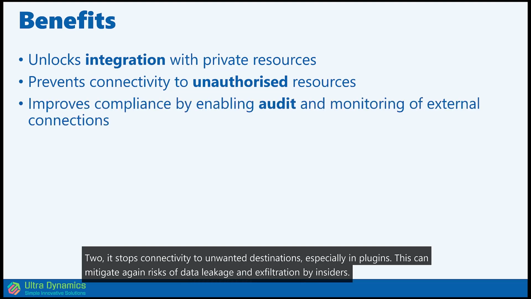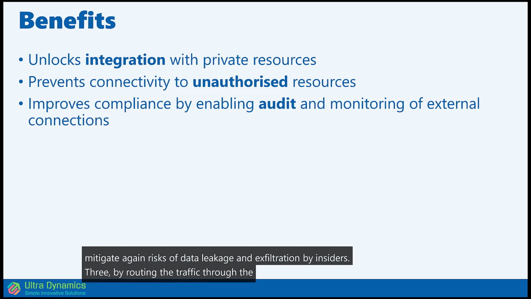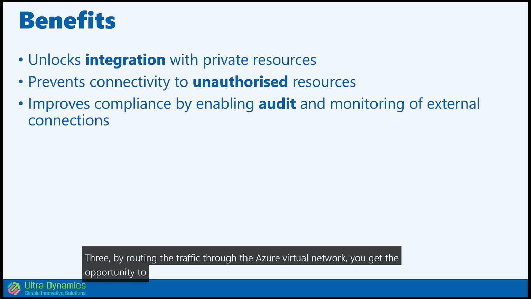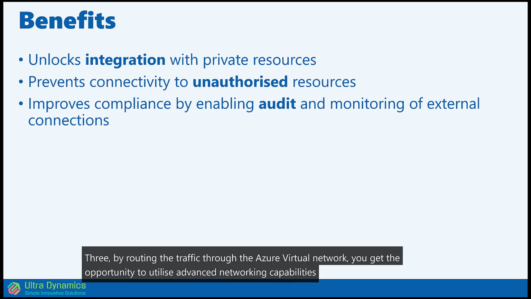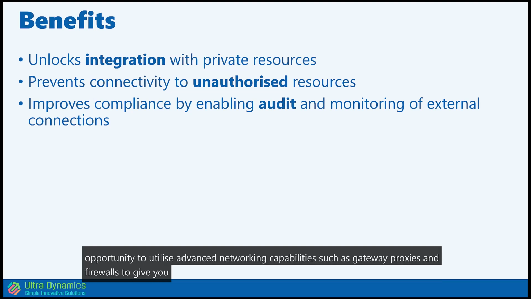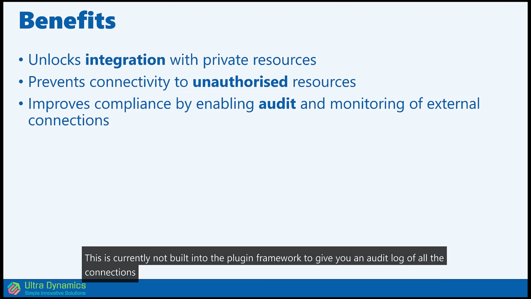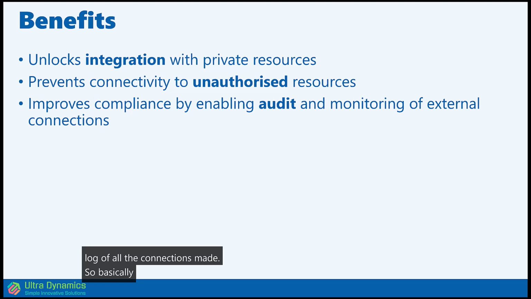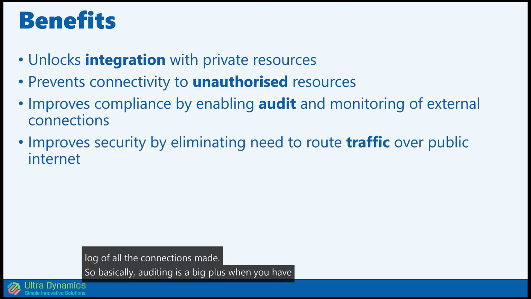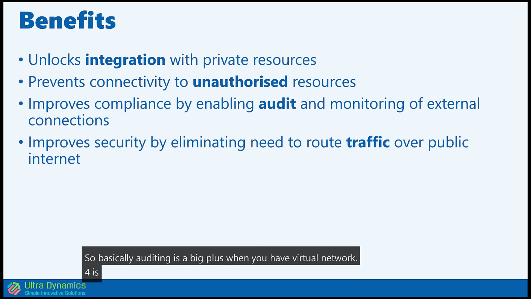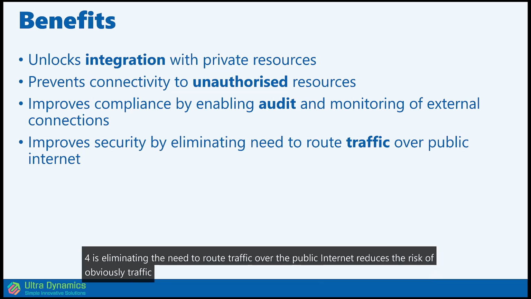Three, by routing the traffic through the Azure Virtual Network, you get the opportunity to utilize advanced networking capabilities such as gateways, proxies, and firewalls to give you full control, logging, and also an audit of all your outbound connections. This is currently not built into the plugin framework to give you an audit log of all the connections made. So basically, auditing is a big plus when you have a virtual network. Four, eliminating the need to route traffic over the public internet reduces the risk of traffic being intercepted and your public endpoints being exploited.